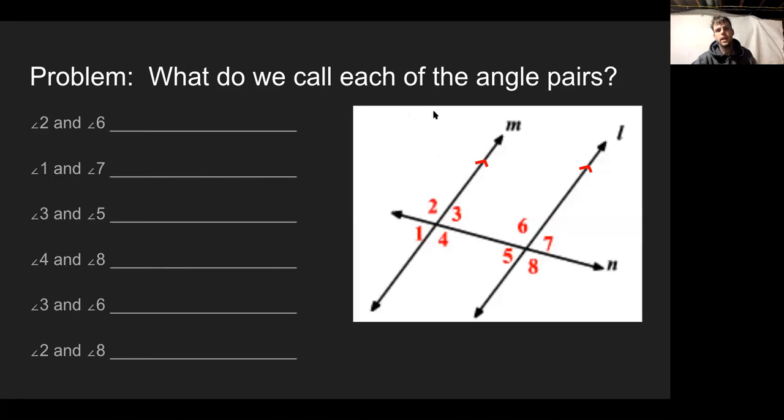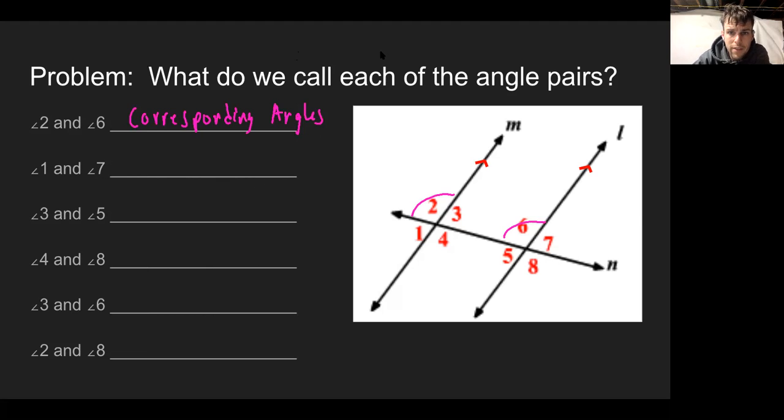All right, so let's go ahead and name these angles. So we're talking about those different angle relationships that we had. Angle 2 and angle 6. So I'm going to highlight those real quick, 2, 6. They connect one grouping of angles to another grouping of angles. So they're one of those new vocabulary terms. They're in the same position, so we call these corresponding. I'm going to abbreviate these sometimes. Corresponding angles.